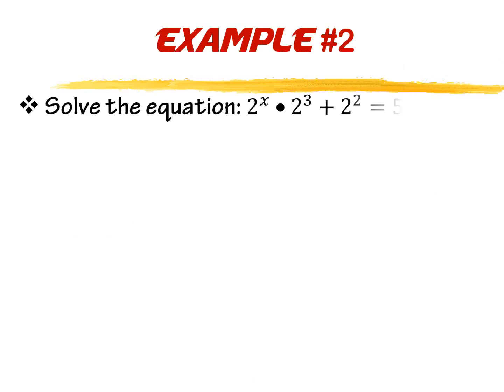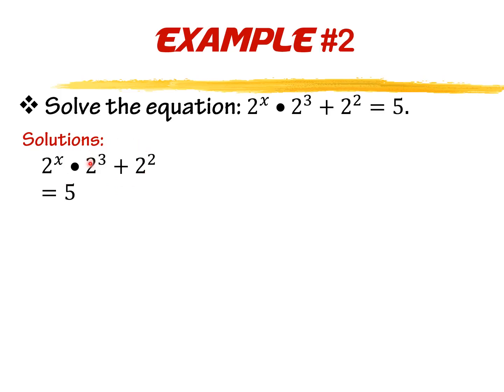Okay, let's have another example. Solve the equation 2 raised to x times 2 cubed plus 2 squared is equal to 5. So here we have the multiplication and then you have the addition. Applying the laws of exponents, we can only add the exponents if the operation is multiplication. And since you have addition here, although they have the same bases, we cannot add the exponents. We can only add the exponents if the operation is multiplication.